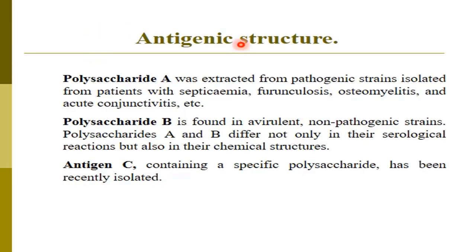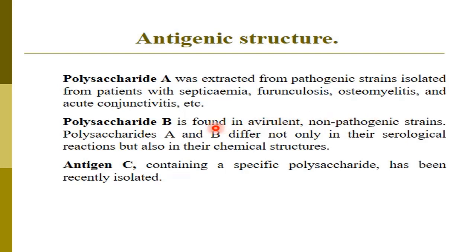Regarding the antigenic structure of Staphylococci, there are two types of polysaccharide, A and B. Also, antigen C is found within the antigenic structure of Staphylococci. Regarding polysaccharide A and B, what is the difference between them? Polysaccharide A was extracted from pathogenic strains, while polysaccharide B was extracted from avirulent, non-pathogenic strains. That's the main and first difference.